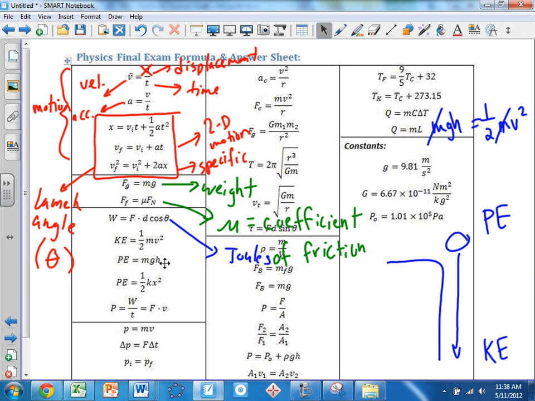What is this one? Where does this come from, guys? A spring. How do you know it's a spring though? What gives it away? K. K is a spring constant. The only other time we've seen K has to do with thermal conductivity: conduction, convection, radiation. Those three, which I need to add.